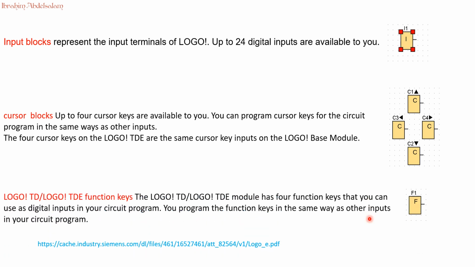Function keys: we have 4 function keys. They are found on the LOGO TD screen. As you can see here in the figure, we have 4 function keys. The user can use them as digital inputs for LOGO. So if you have the TD screen connected to your LOGO, you can use these 4 function keys as digital inputs.